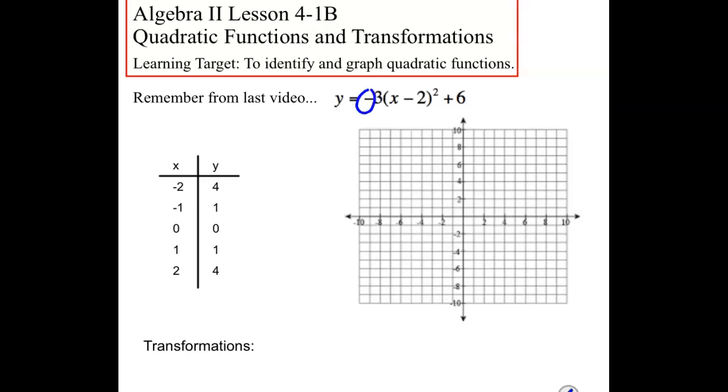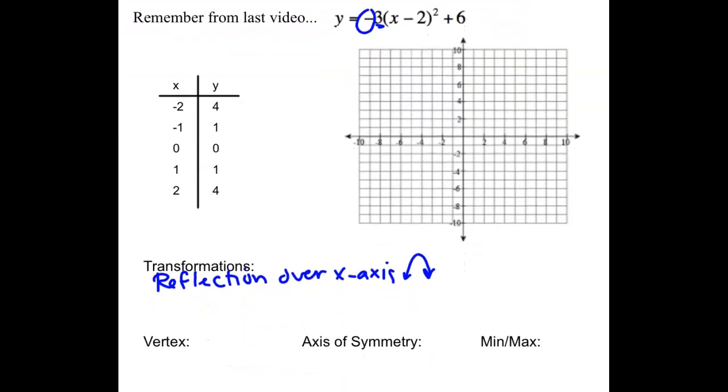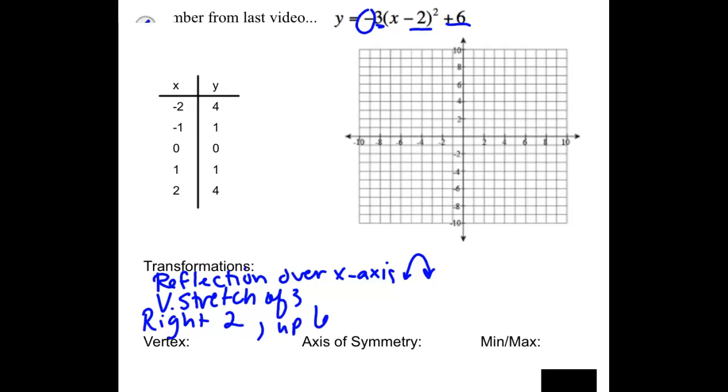Our negative in the front here is going to cause a reflection over the x-axis. That means instead of my parabola opening up, it's going to be upside down. The 3 that we see here is going to cause a vertical stretch. So that means it's going to get skinnier. And then the 2 that we have here is going to move it to the right 2. And our last transformation, the plus 6, means we're going to go up 6. So we have several things happening here.